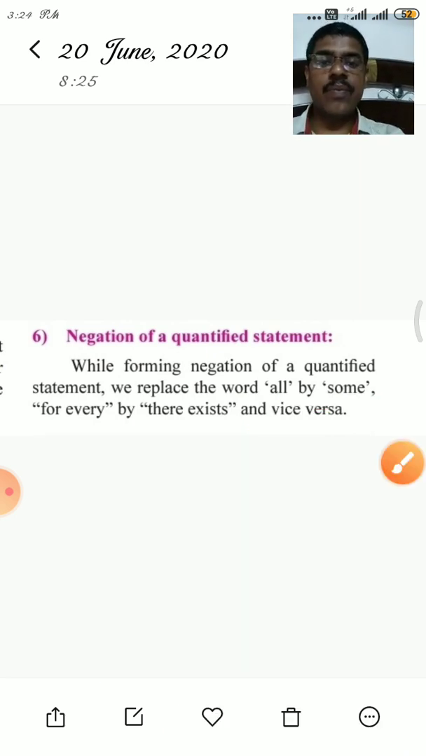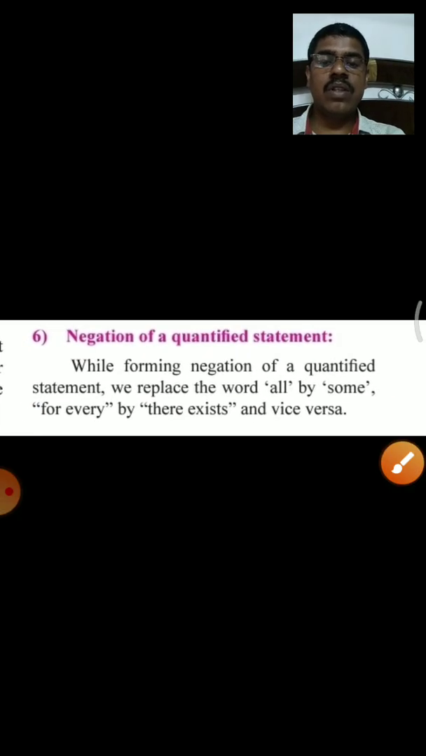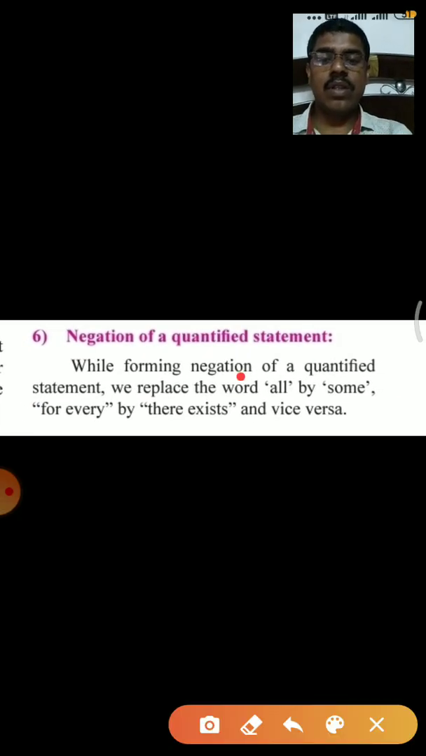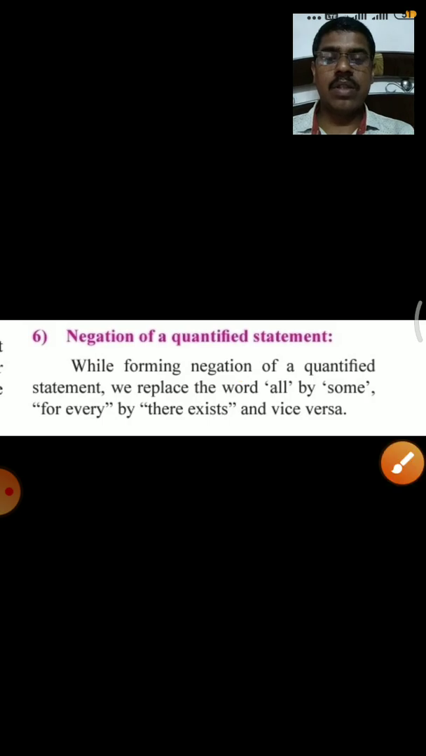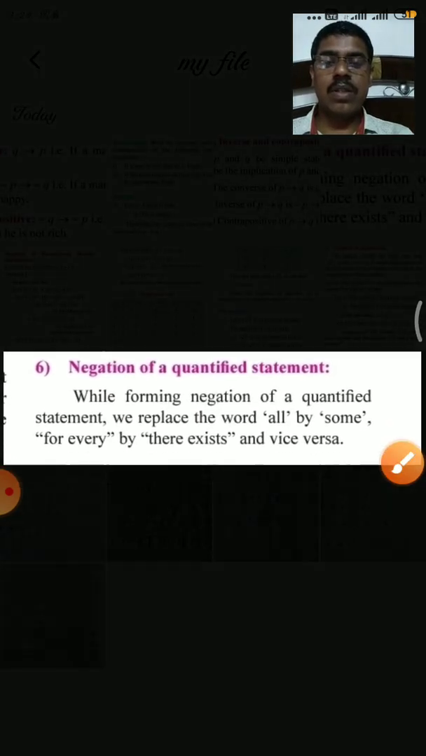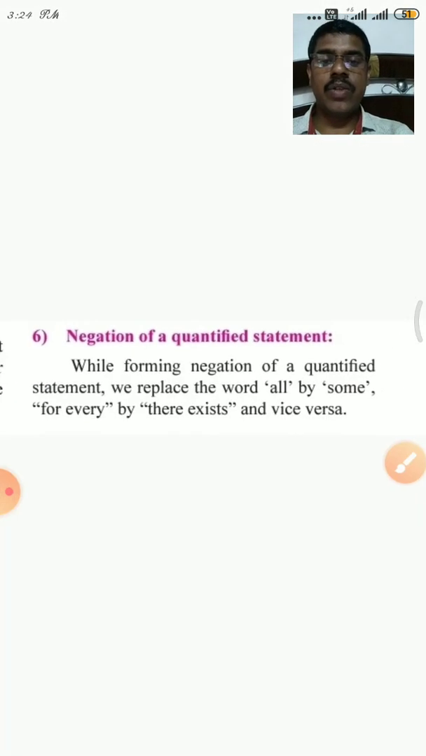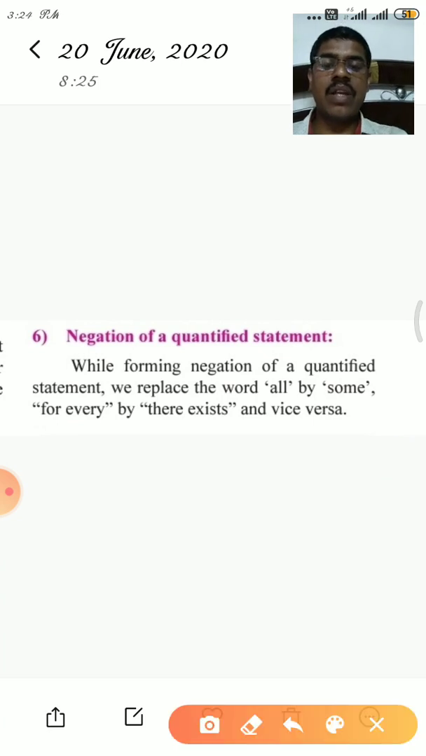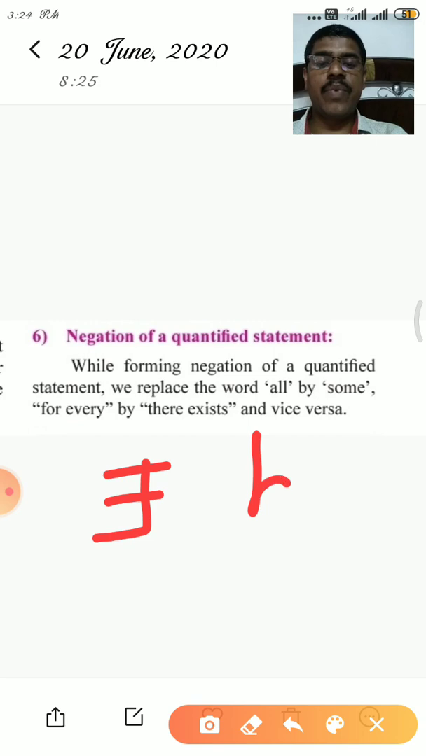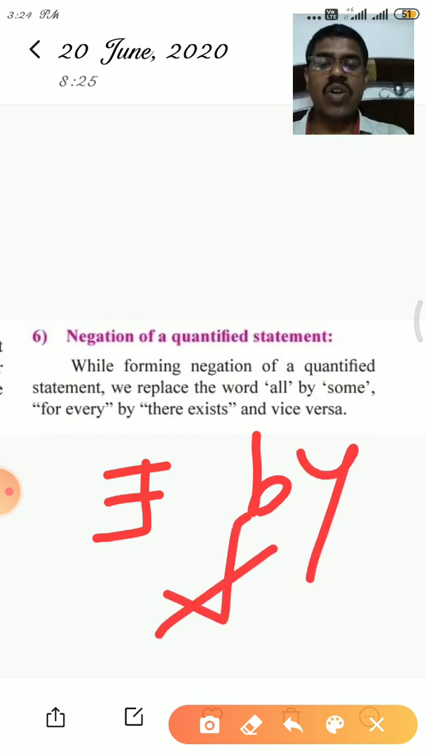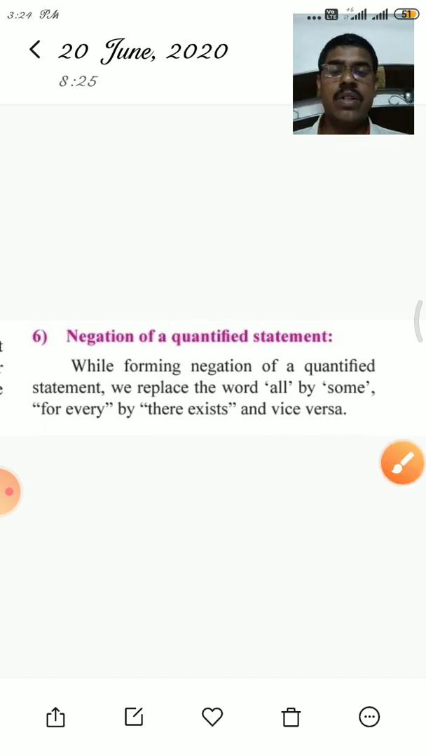Or if "there exists" is given, we replace it by "for all". Okay, this is how we convert the negation of a quantified statement.